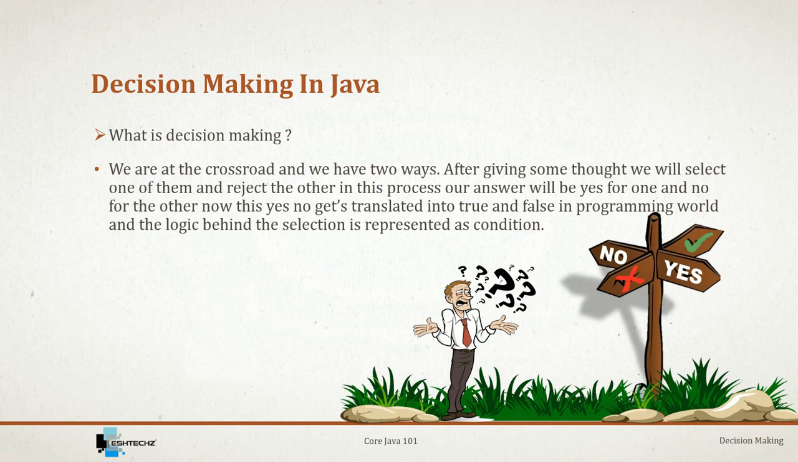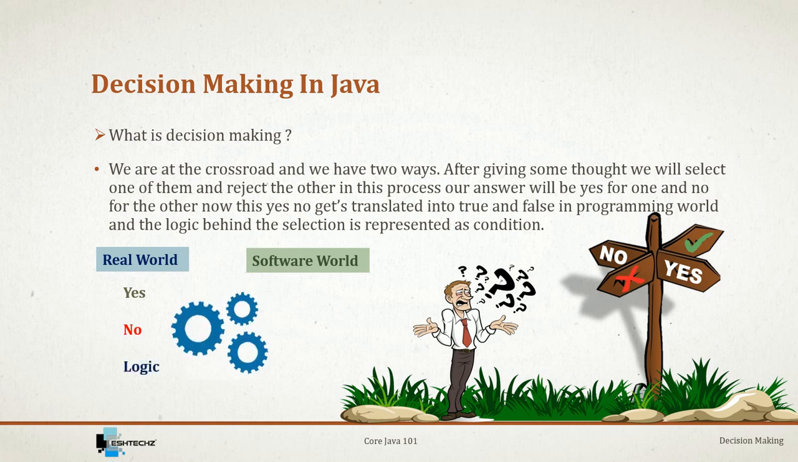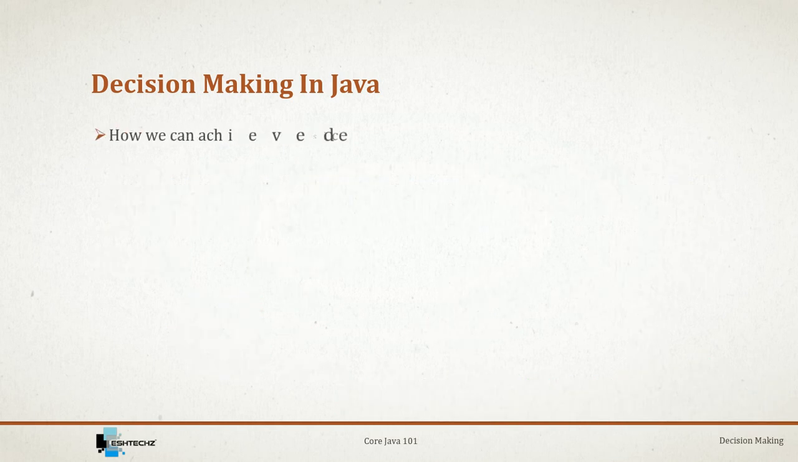So here we have real world and software world terms. In the real world, we had yes, no, and logic, which will get translated into true, false, and condition.